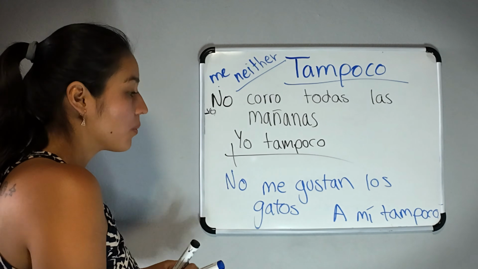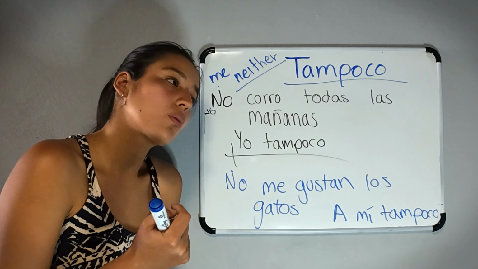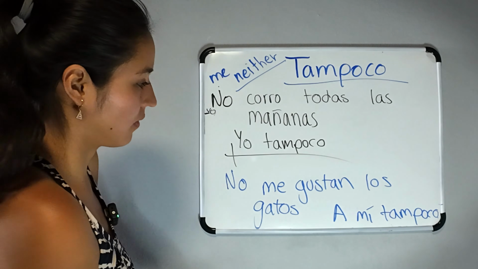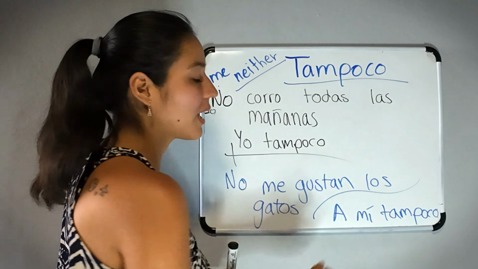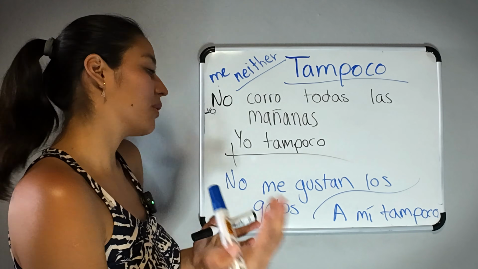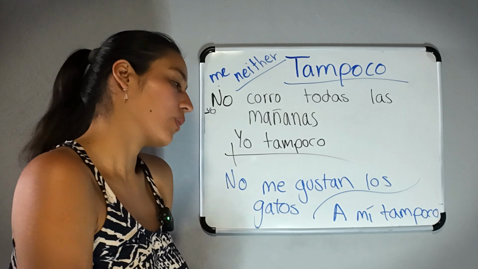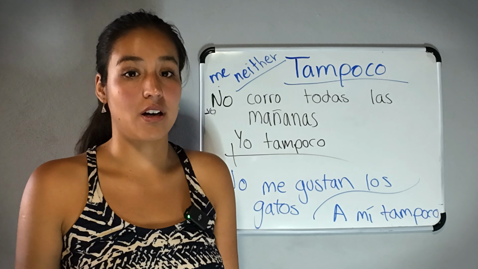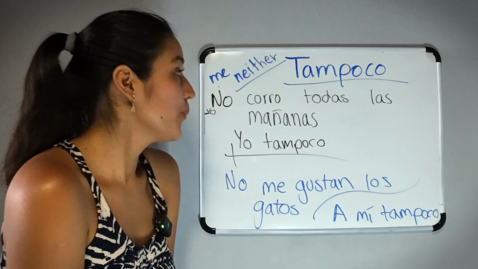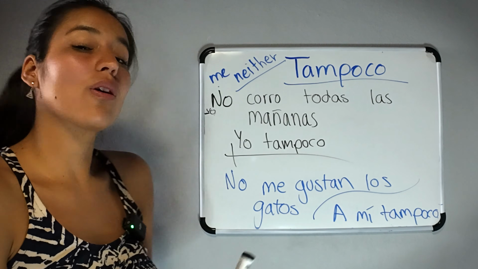And the other one will be the same verb that we use, "gustar", but this one is going to be negative because we are using "tampoco". "No me gustan los gatos." I don't like cats. And if the other person doesn't like them either, you say "a mí tampoco". Me neither. Okay? So, that's all.